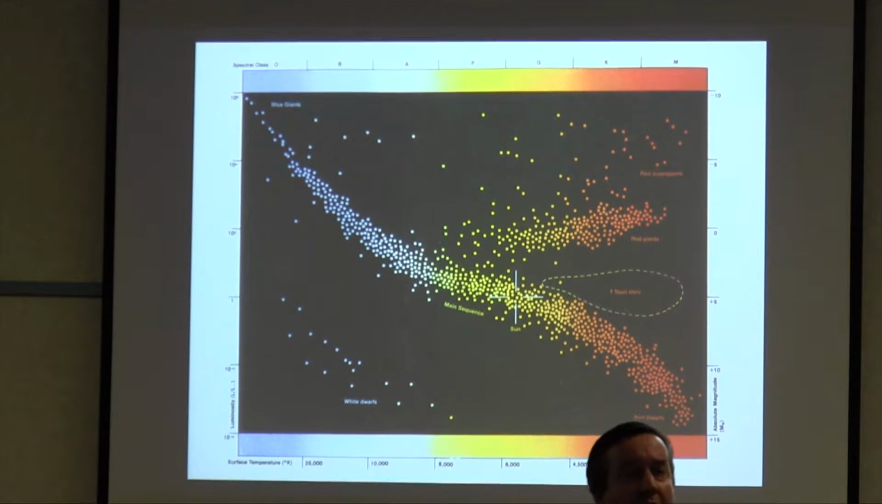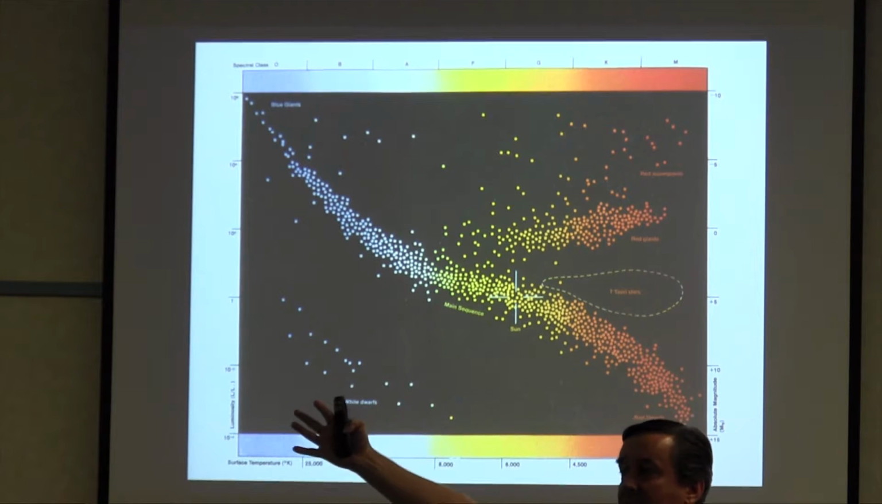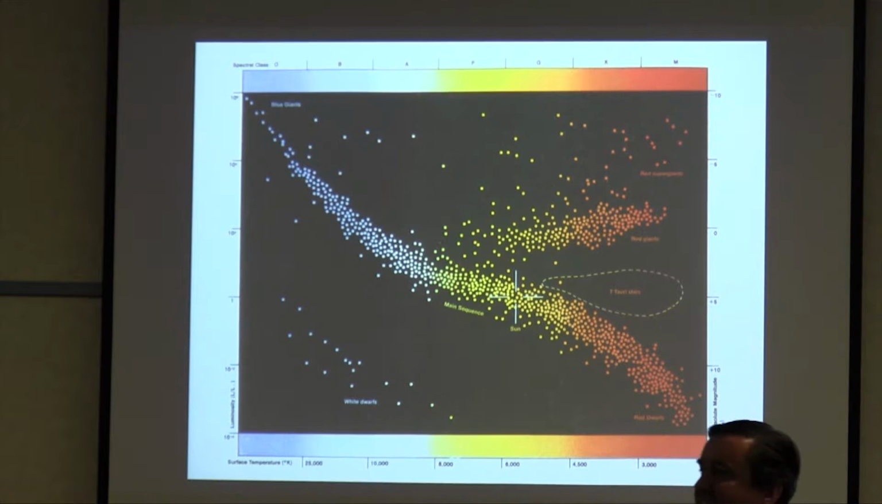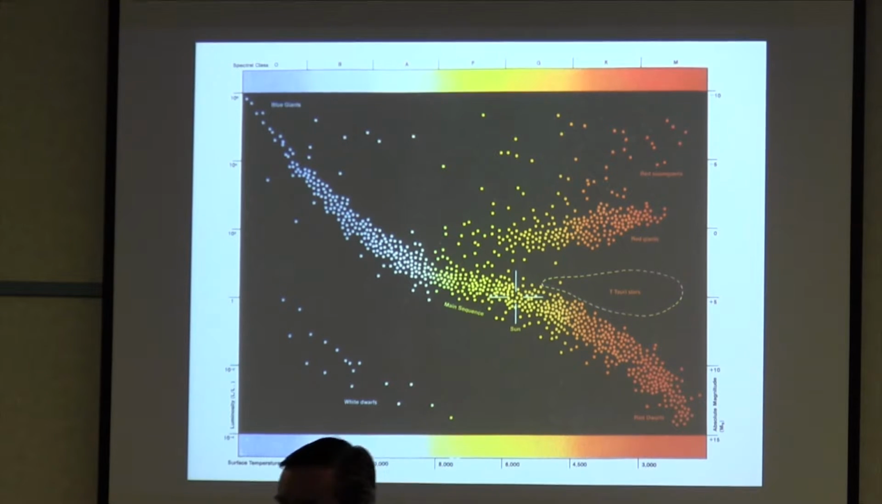If you then blow off your outer layers in the planetary nebula, you reveal the core of the star, and that's called a white dwarf. The white dwarfs have a sequence over here. All right? So this is the fundamental plot of trying to understand the various types of stars in the universe.